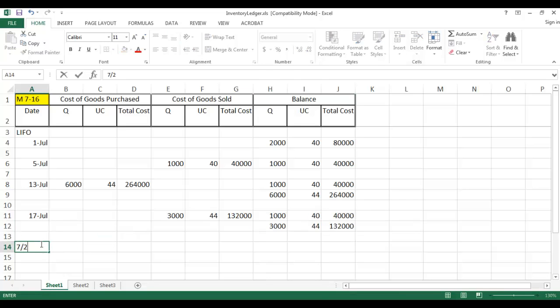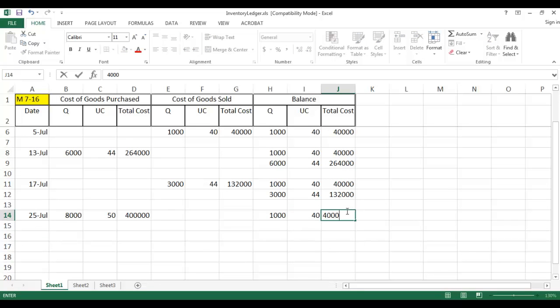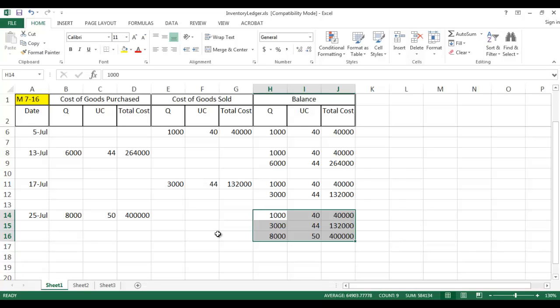Next up, we purchased on July the 25th 8,000 units at $50 for a total there of 400,000. So now I have the 1,000 at 40. I still have the 3,000 at 44, just moving these down, and I have 8,000 at 50. So in terms of costing, I have three kind of batches to think about. Some at 40, some at 44, some at 50.